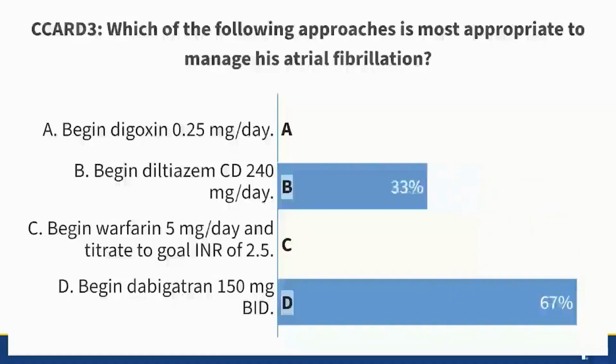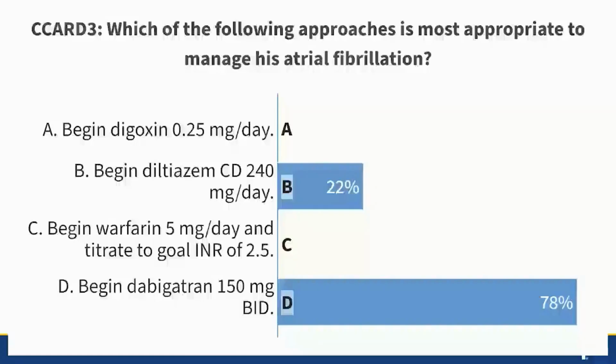Okay. All right, so the majority of you chose answer choice D, which is to begin dabigatran. So I agree with you here. This patient's CHA2DS2-VASc score is 3, so he had the history of the TIA, which is 2 points, and he has hypertension, which is 1 point. So he is going to warrant antithrombotic therapy, anticoagulant therapy.